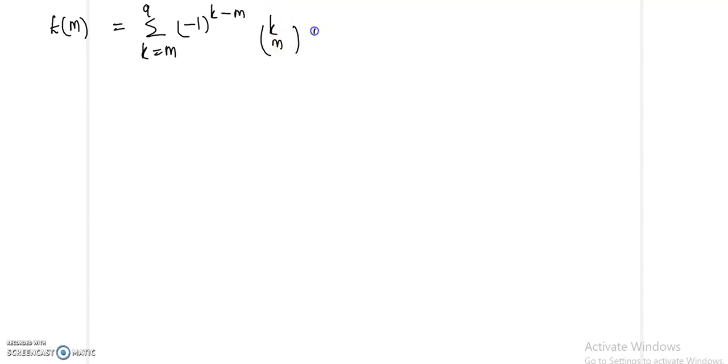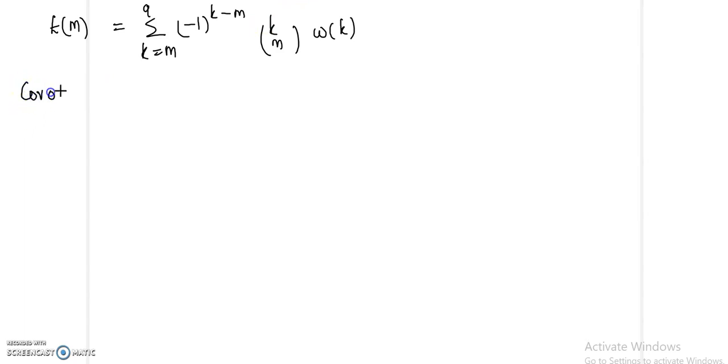Last class we have seen the proof for the generalized principle of inclusion and exclusion. So we have got E of m equal to summation k equal to m to q, minus 1 whole raised to k minus m, k choose m, omega of k. So let us see a few results from this theorem.